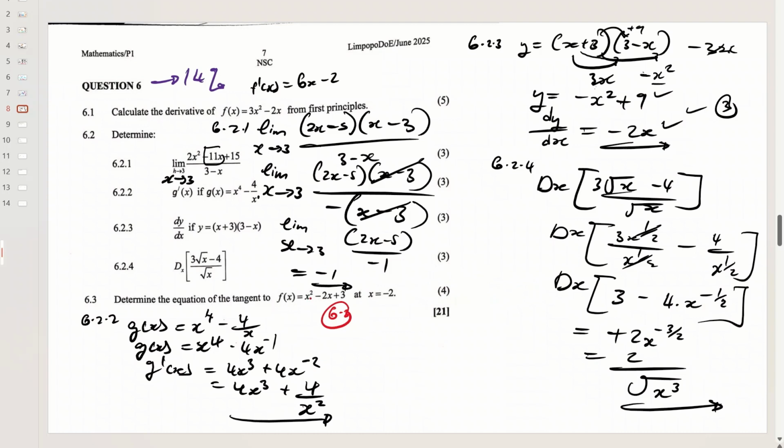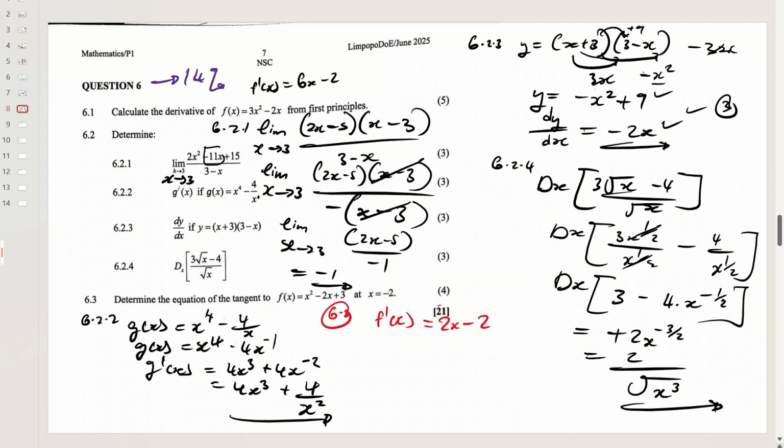Not the derivative of the gradient, but the derivative of the curve. This is going to be 2x minus 2. Then the derivative of that, using the power rule, guys: you take the exponent, reduce it by 1, multiply it there, and the derivative of a constant is 0. So you have something like this.